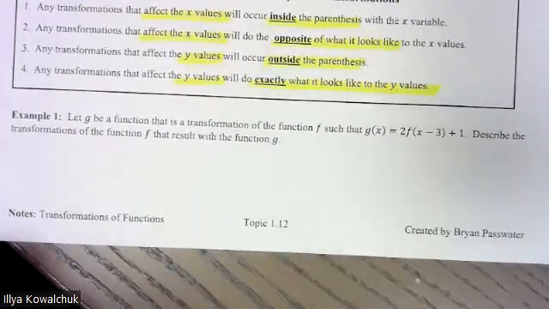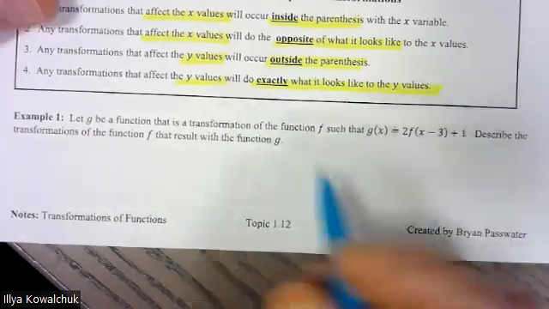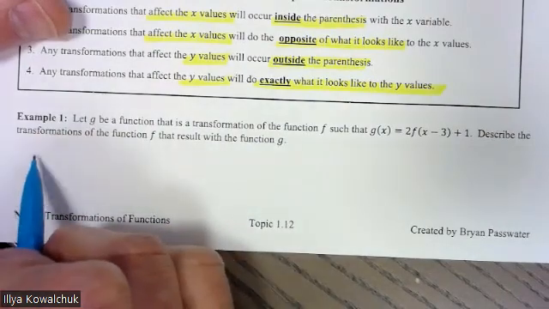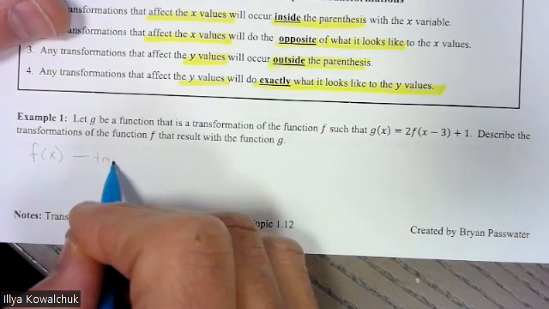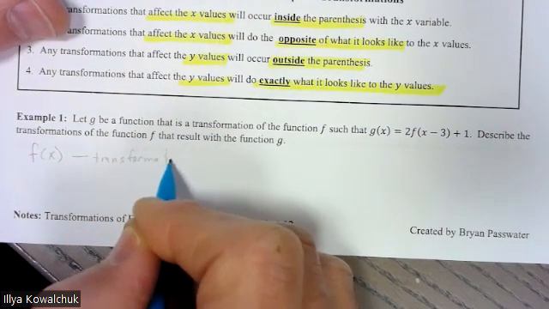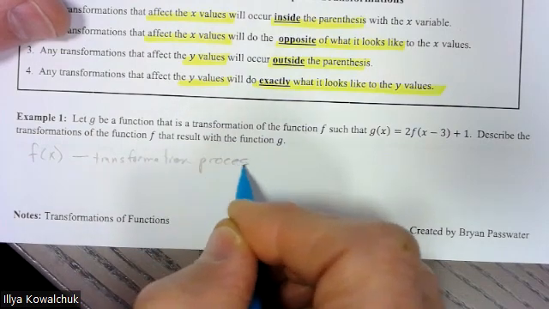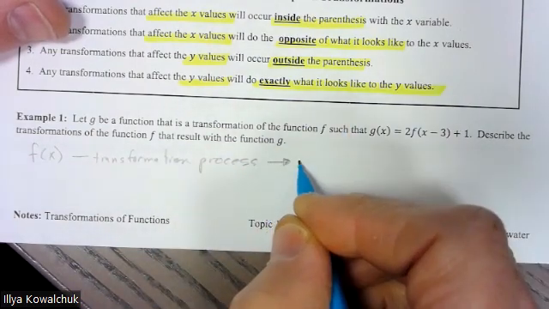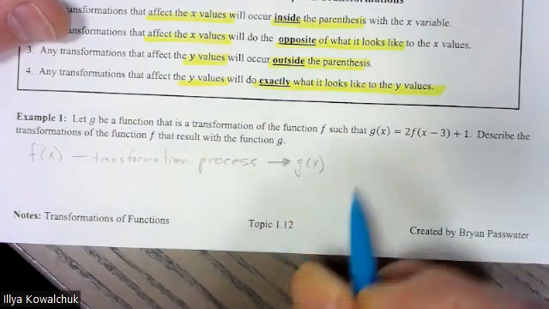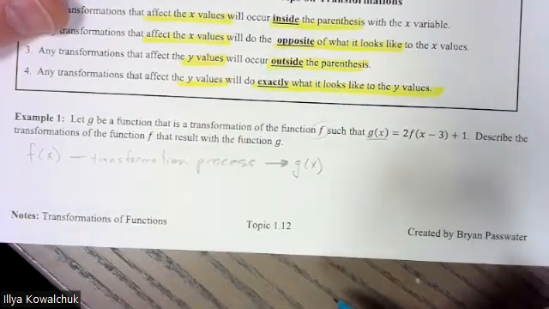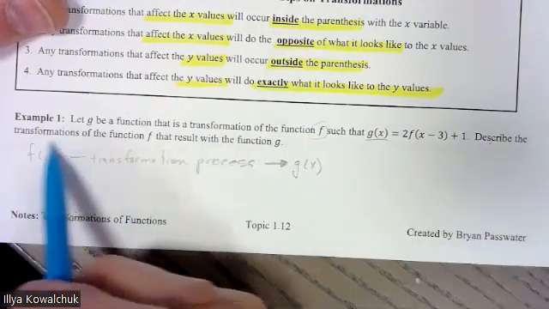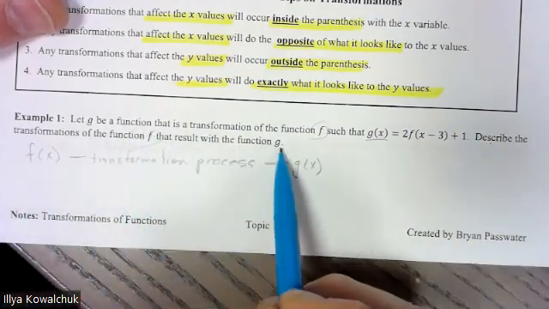Example 1 says, let g be a function that has a transformation of the function f. Okay, what does that mean? Basically what it means is we start with f of x. That's the function that we start with. And then we go through some transformation process. And the function that results from the transformation is g of x. So all that means is f is the beginning function and g is the function that has been transformed. Okay? So describe the transformations of the function f that result with the function g.